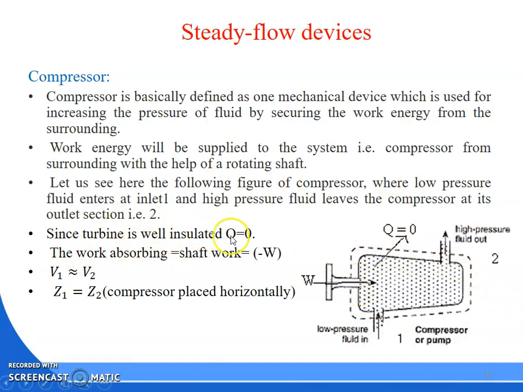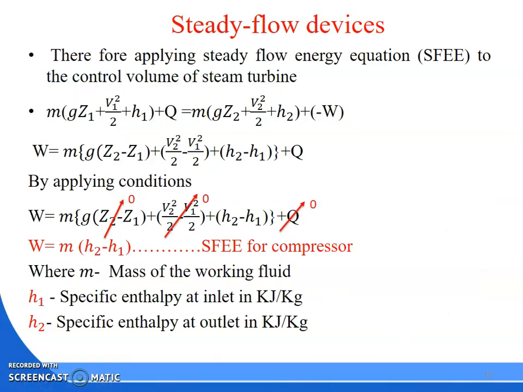Since the compressor is well insulated, Q is equal to 0. Work absorbing means work done on the system. It will be taking external work, so work done on the system will always be taken as negative, so minus W. And the velocity at the inlet V1 will be approximately equal to V2. And Z1 and Z2: the compressor will be placed horizontally, so Z1 and Z2 are the same. The inlet height and outlet height of the fluid will be the same.